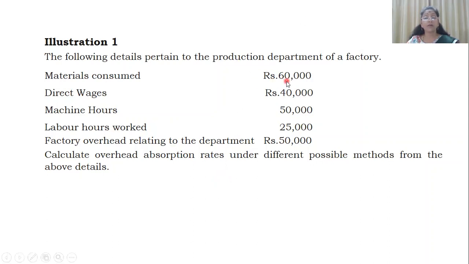Here, material consumed and direct wages are given in rupees, machine hours are 50,000 hours, and labor hours worked are 25,000 hours. Then factory overhead relating to the department, that is an expense, is 50,000. This factory overhead is the base for all the calculations. They are asking us to calculate overhead absorption rate under the different possible methods. We have various formulas for calculating it. Let me see them one by one.